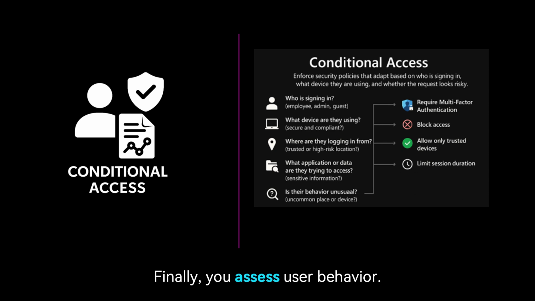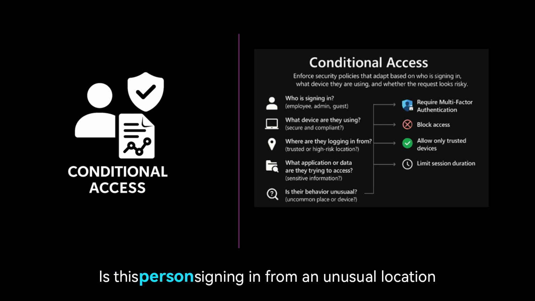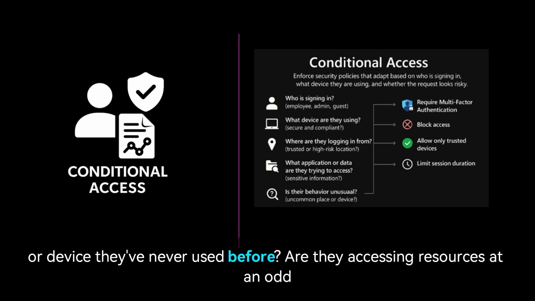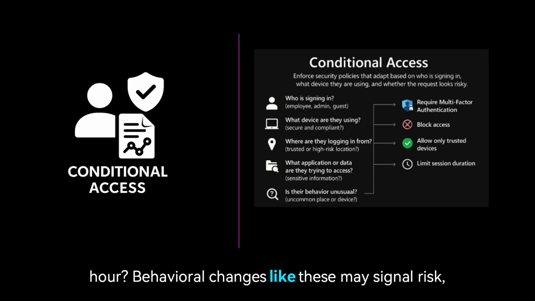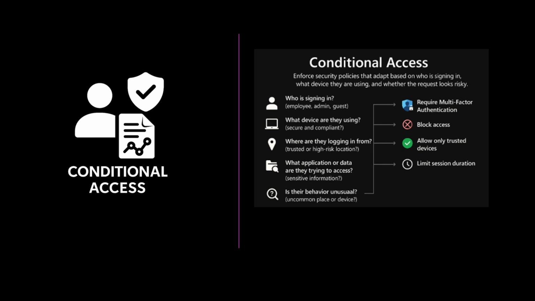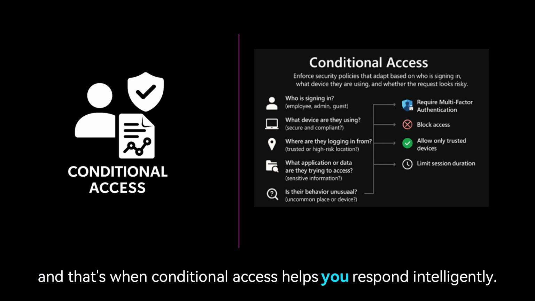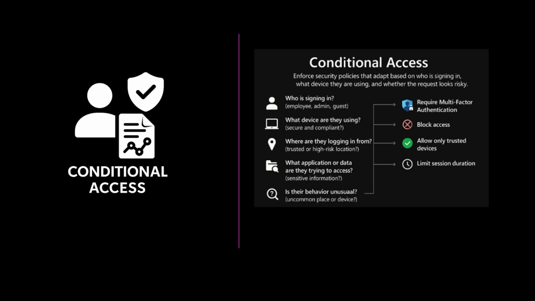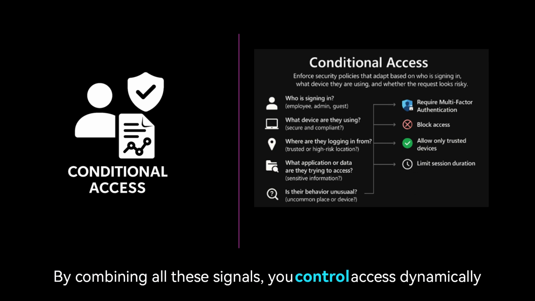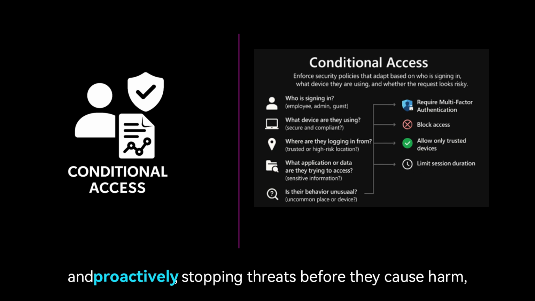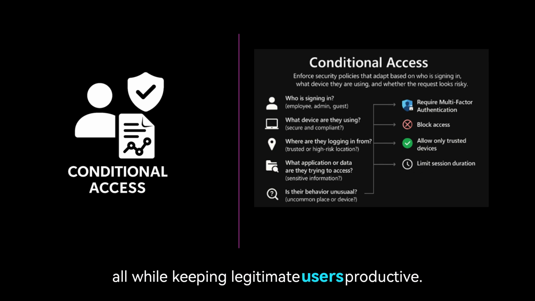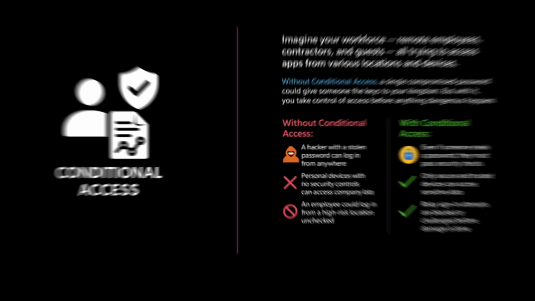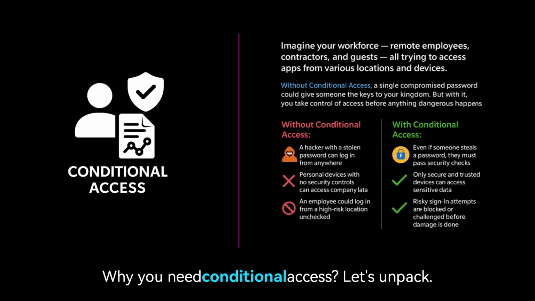Finally, you assess user behavior. Is this person signing in from an unusual location or device they've never used before? Are they accessing resources at an odd hour? Behavioral changes like these may signal risk, and that's when conditional access helps you respond intelligently. By combining all these signals, you control access dynamically and proactively, stopping threats before they cause harm, all while keeping legitimate users productive.